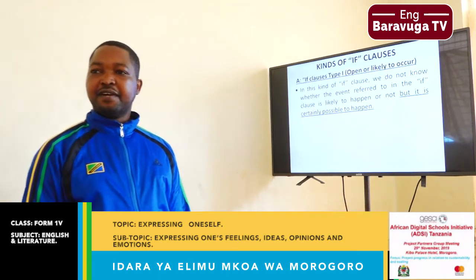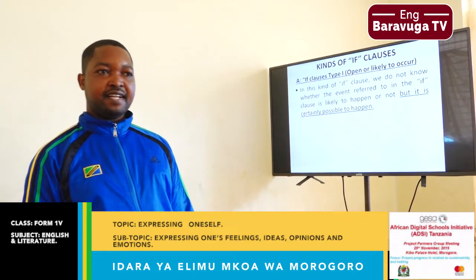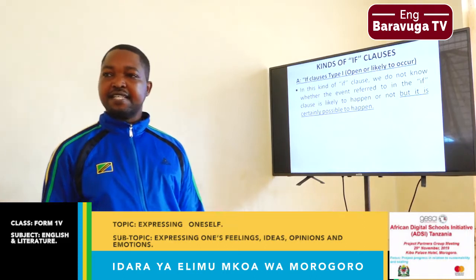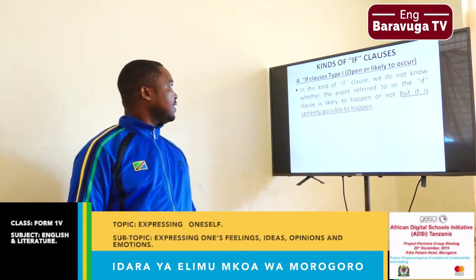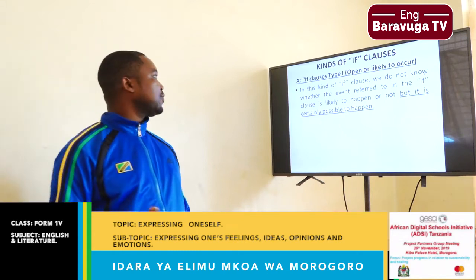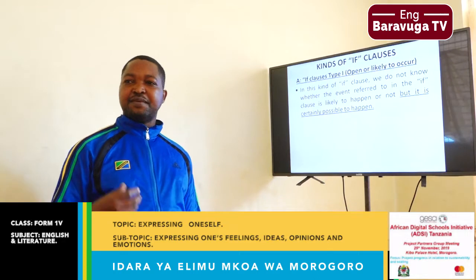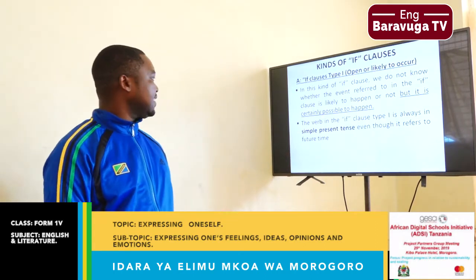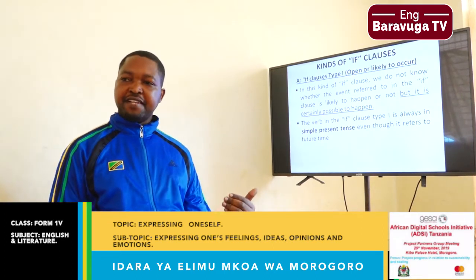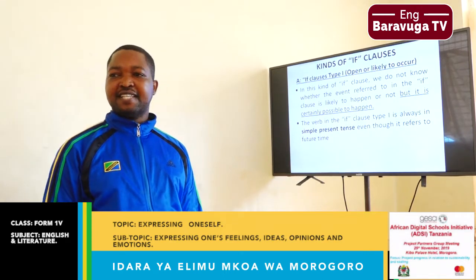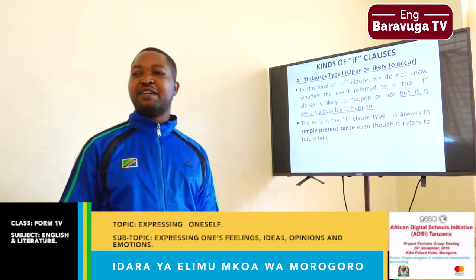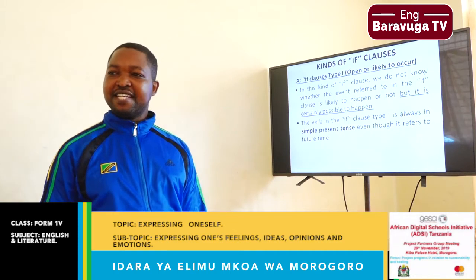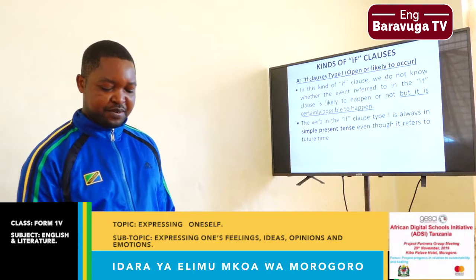In the last lesson, we discussed conditional sentence type 1. For the sake of those who didn't manage to watch the previous session, conditional type 1 is the type of conditional sentence where, in this kind of if clause, we do not know whether the event referred to is going to happen, but it's certainly possible that it will happen. To form conditional sentence type 1, you need the simple present tense and the simple future. For example, if John comes, we shall go to the market. The if clause contains the simple present tense, while the main clause contains the simple future.